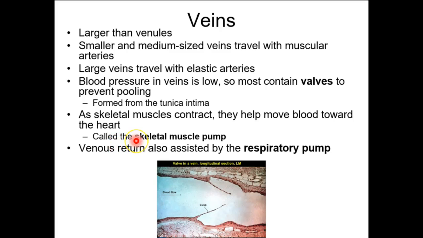So the skeletal muscle pump means that when you move your legs around, your skeletal muscles contract, and that exerts force against the veins. Because they have one-way valves, every time you squeeze that blood forward, it's trapped forward. It can't go backwards. So that's the skeletal muscle pump.